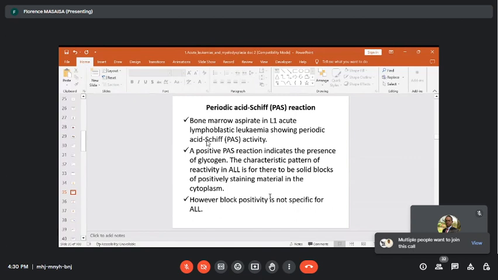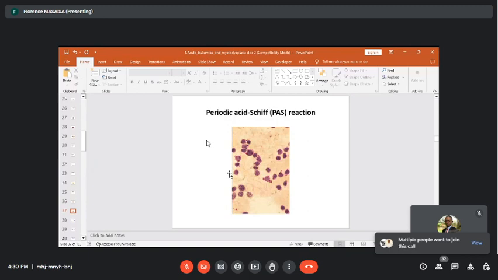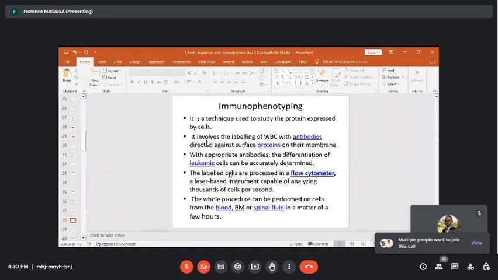PAS, which is a periodic acid-Schiff reaction, was positive in acute L1 lymphocytic leukemia, but it's not specific. So it was not specific, you can miss it. The next one is immunophenotyping by using flow cytometry.